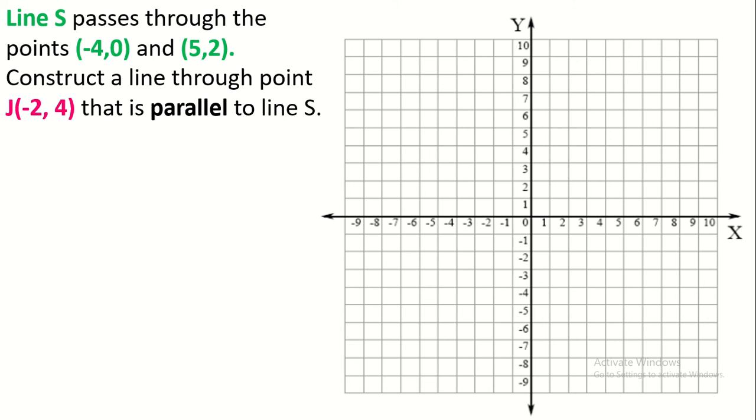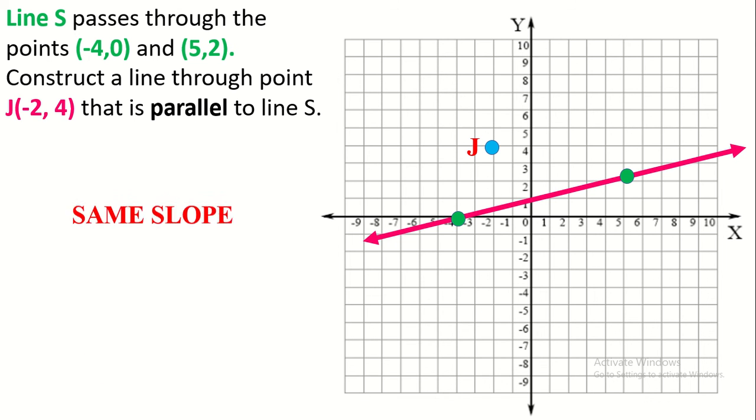Okay, so now let's look at several examples where we have the opportunity to apply these concepts. So in this graph, we are provided with line S that passes through the points (-4, 0) and (5, 2). We're also provided with point J with coordinates (-2, 4). Okay, so now our goal is to construct a line na dadaanan nitong point J at magiging parallel dito sa line S.